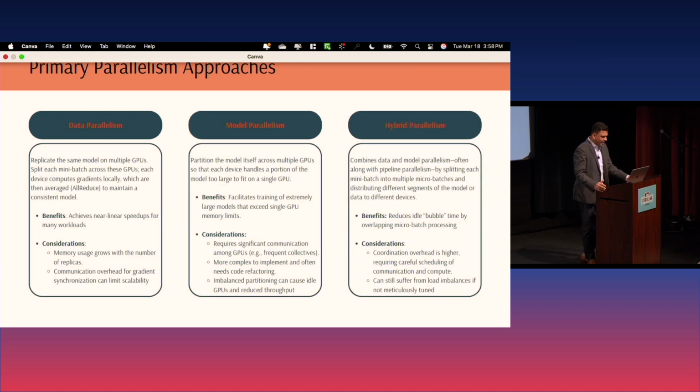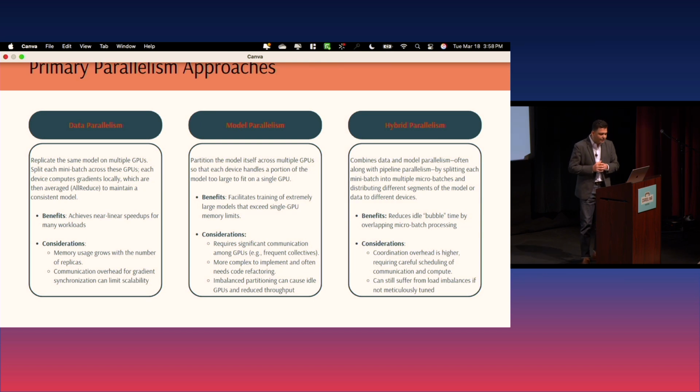So let's look at the primary approaches. Now, there are mainly three main categories, as you would have noticed, when it comes to parallelism. The very intuitive one to begin with is data parallelism. And more often than not, you have a model that can fit on a single GPU, but the data that you have doesn't necessarily fit into your single GPU.